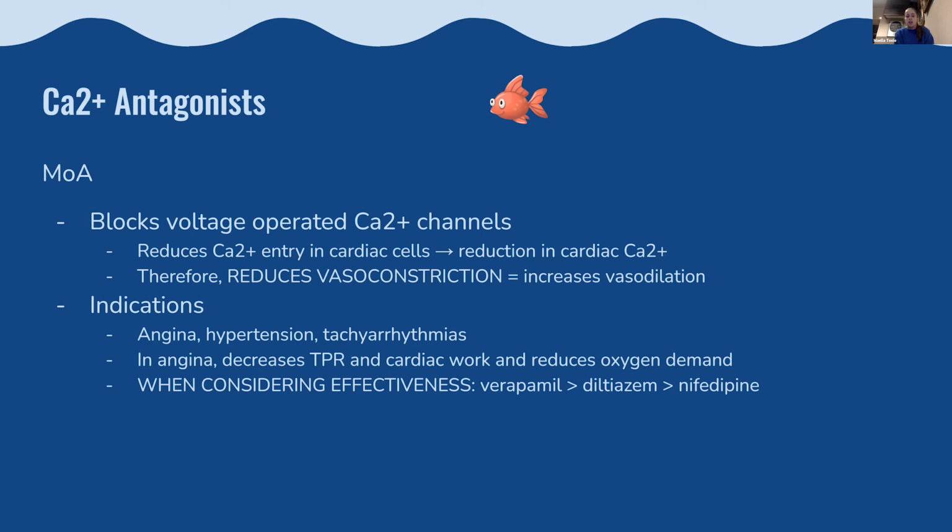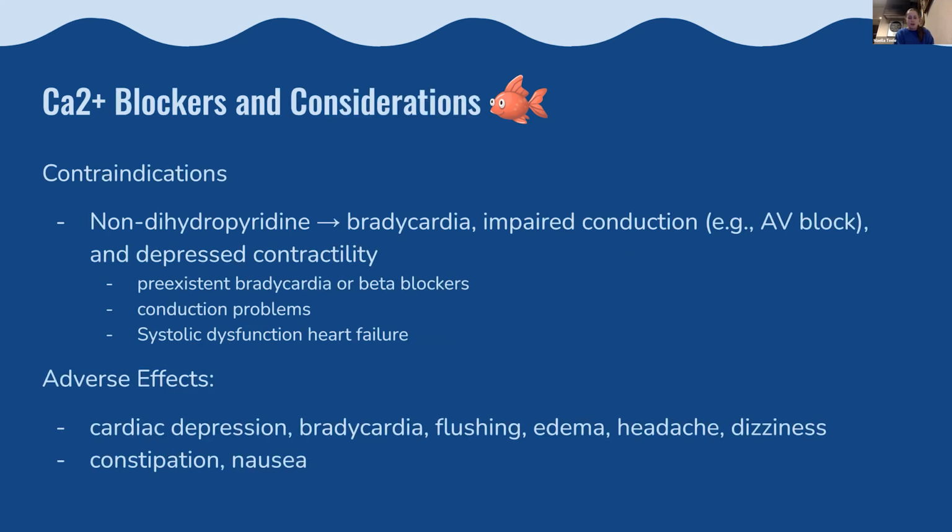So indications, we use this in angina, but you also use it in things like hypertension and tachyarrhythmias. In angina, which is what we're talking about, it will decrease your total peripheral resistance and also the cardiac work, so it will also reduce the oxygen demand. When you're considering effectiveness, your most effective calcium antagonist would be verapamil, and then diltiazem, and then nifedipine. But I will cover those in a few slides. I think it might be in 2 slides' time.